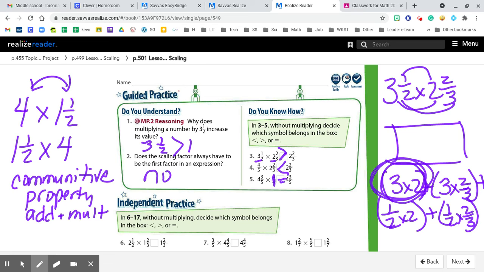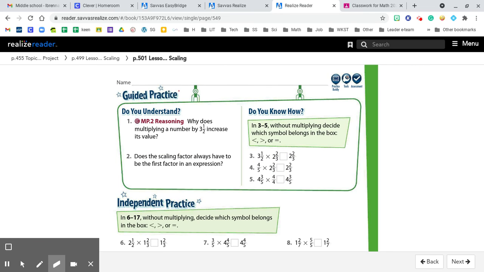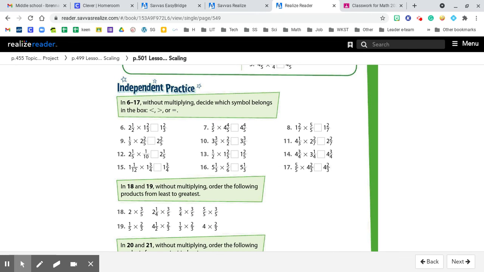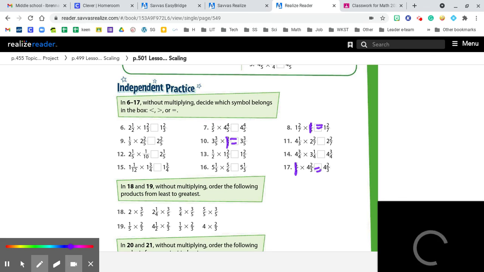So in this lesson, you're using number sense and greater than, less than, or equal to, to figure out the values. And remember, whenever you see a numerator and denominator that are the same, like 5/5, that's a 1. Don't forget that. 2/2, that's a 1. So multiplying any number times 1 is going to get the number that you started out with. All right, there's scaling for you.